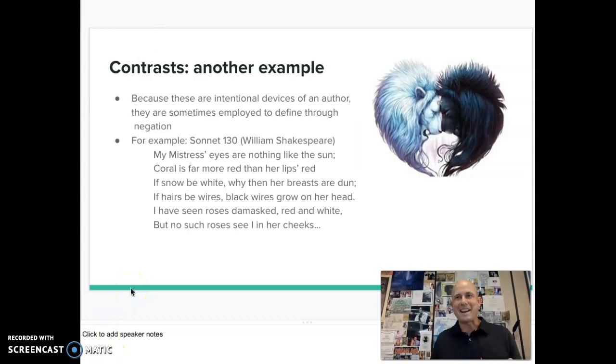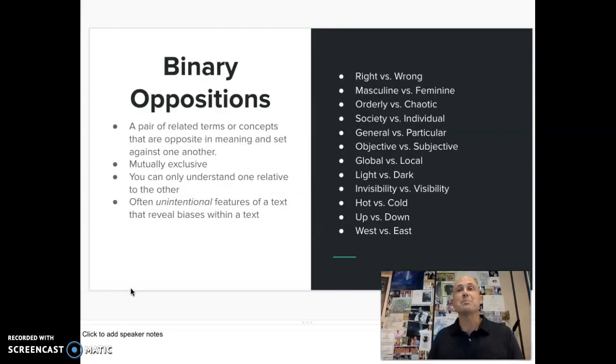All right, we're back. So contrasts, those are going to appear. Be looking for them. The things that are compared, the things that are negated, definitely going to come up. Another thing that's going to come up is binary oppositions. So this is a little more of a postmodern take on literary theory. And here's the basic concept.